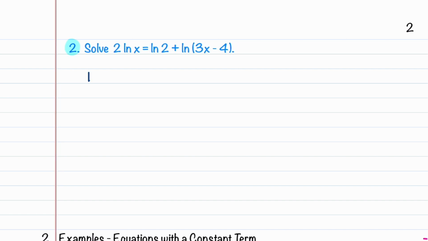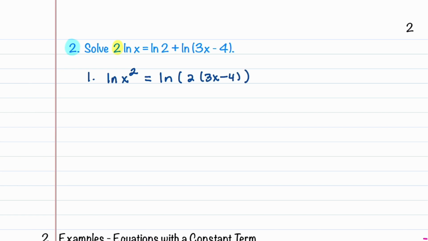Our first step tells us that we are to combine and simplify the logarithms on each side of the equation. Notice on the left-hand side that we have a 2 multiplying our log. In order to equate our logs, we cannot have any constants in front of them. So we need to simplify the left-hand side, and we're going to use the power rule and write it as ln x squared. We just bring the 2 up into the exponent. And then on the right-hand side, we have 2 logs added, so we can combine them into 1 log and multiply 2 times 3x minus 4.